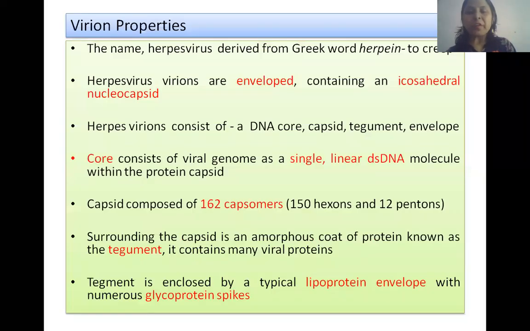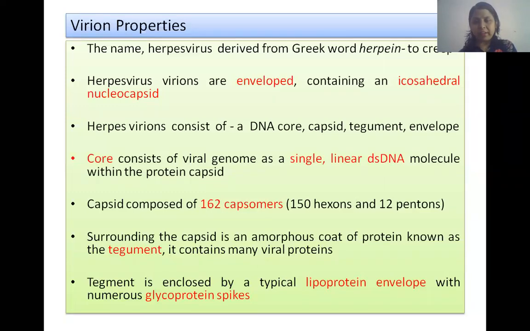The term herpesvirus is derived from the Greek word herpein, which means to creep. Creep refers to the spreading cutaneous lesions, especially seen in herpes simplex virus infection in humans, and so the name herpesvirus was given.